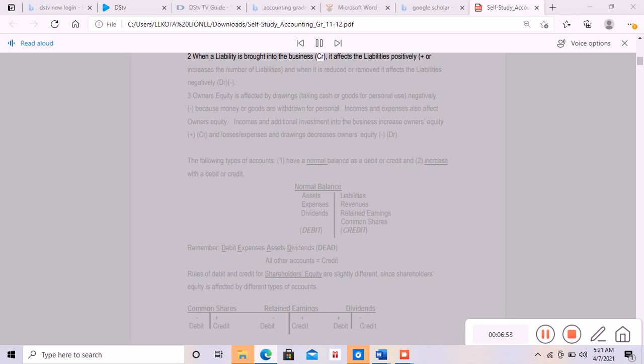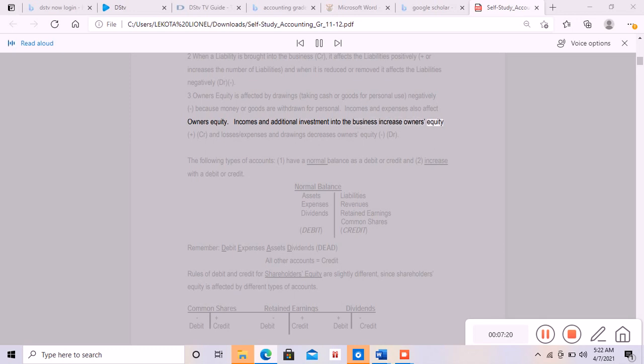3. Owner's equity is affected by drawings, taking cash or goods for personal use, negatively, because money or goods are withdrawn for personal use. Incomes and expenses also affect owner's equity. Incomes and additional investment into the business increase owner's equity, plus, CR, and losses/expenses and drawings decrease owner's equity, DR.